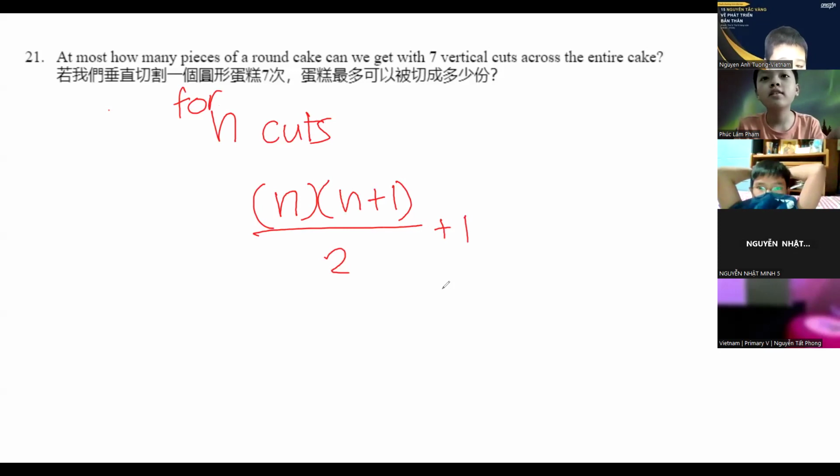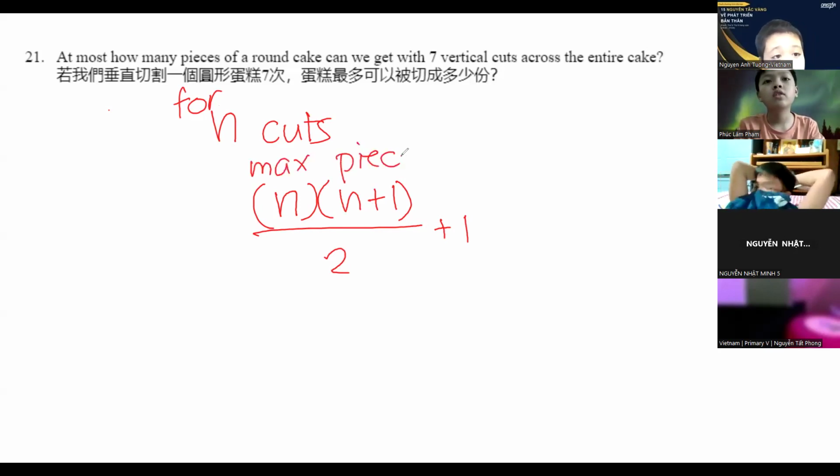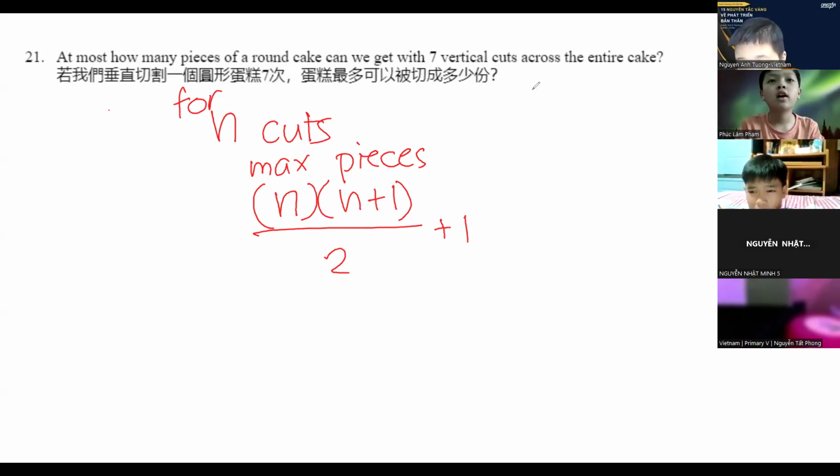Hello, was there a question? So this is the formula to get the number of maximum pieces. 29 pieces? What? 29 pieces? Okay, let's double check.